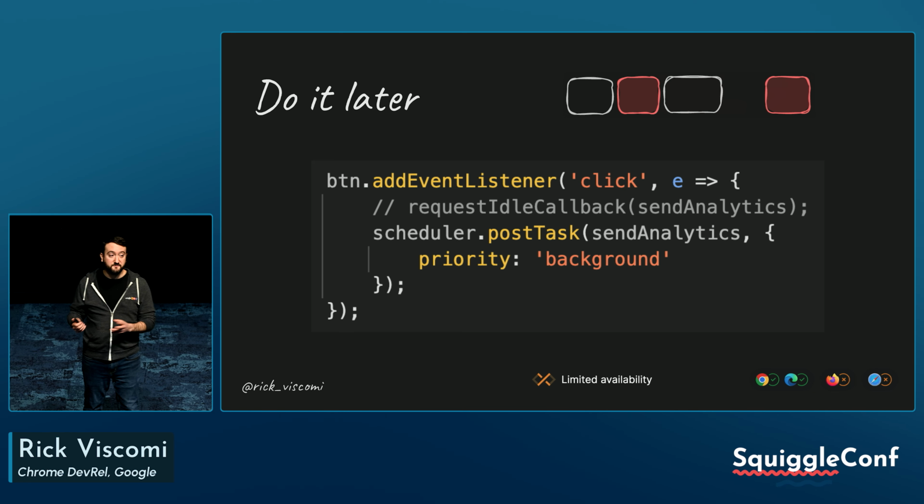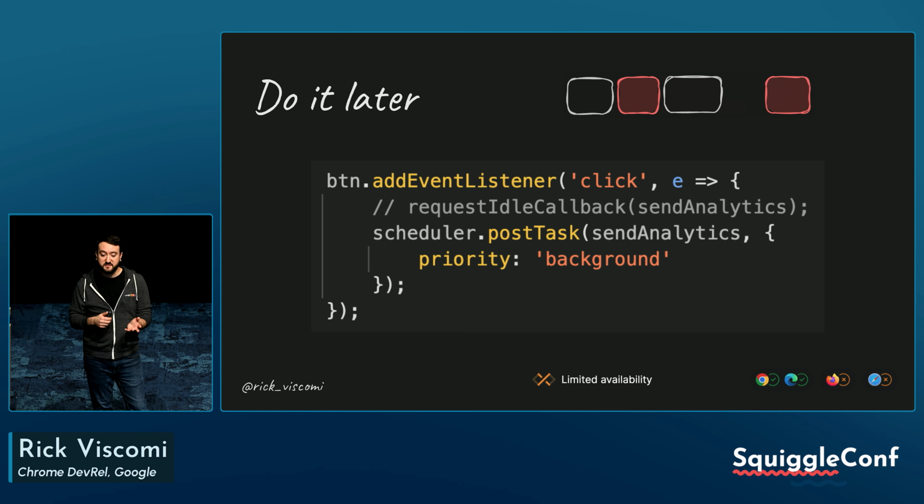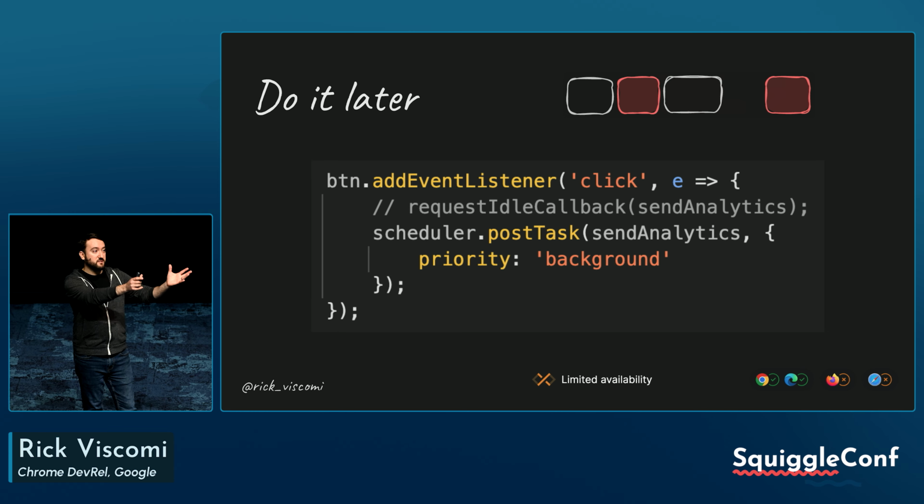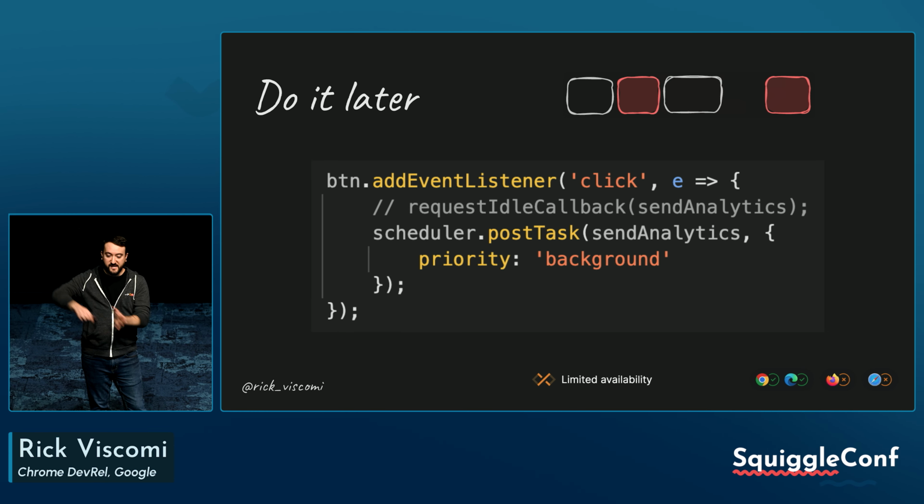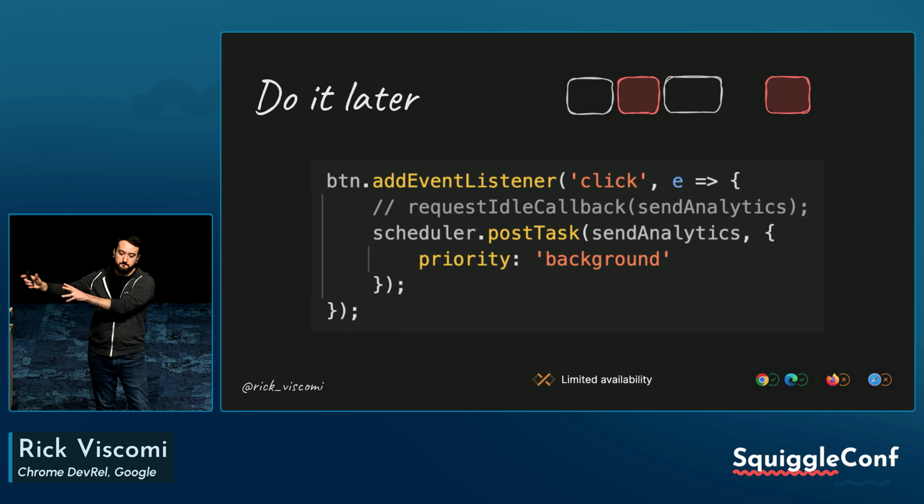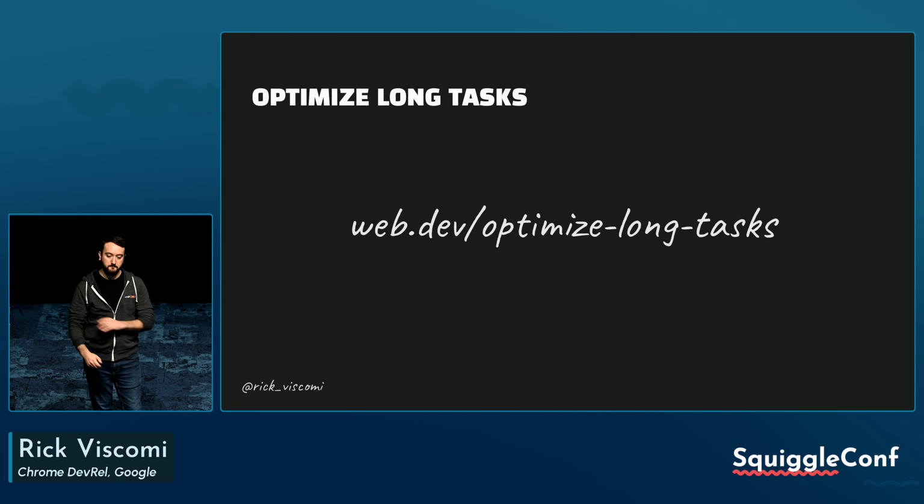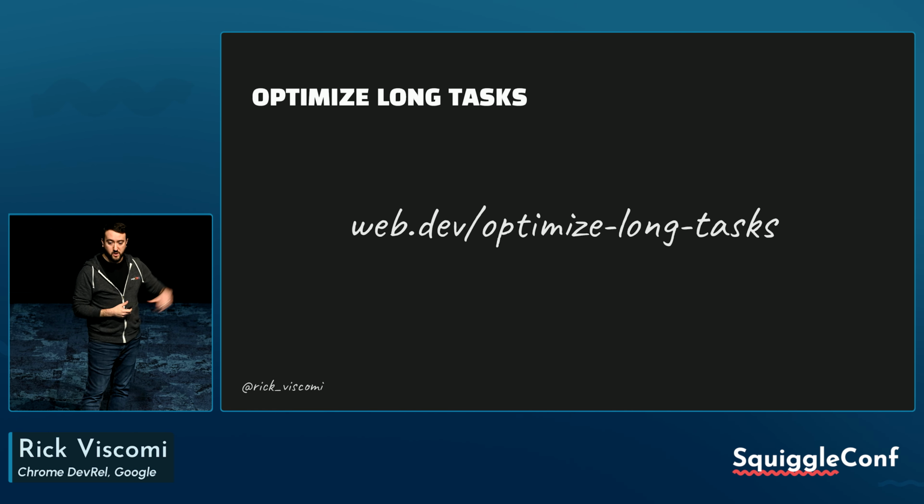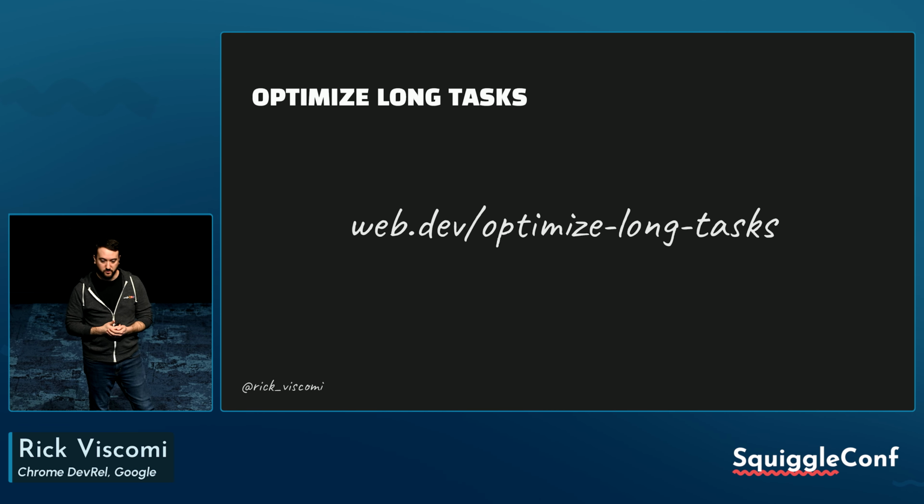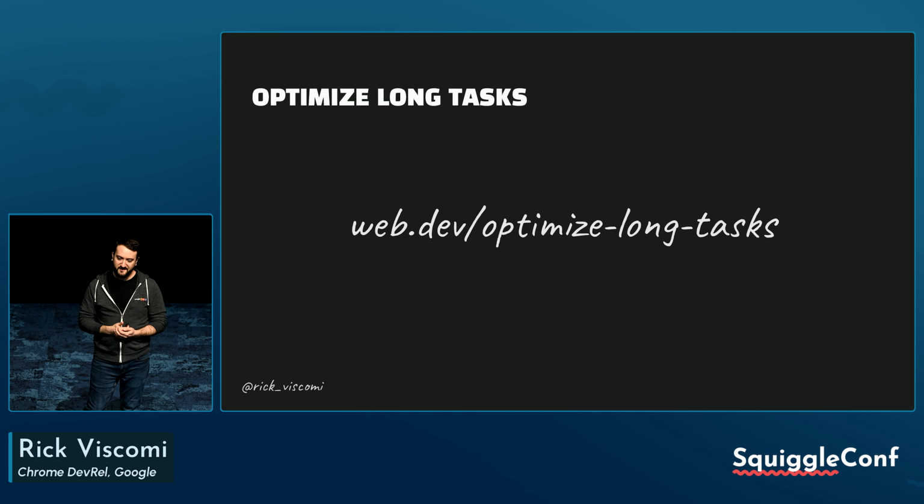So if your code is a mix of different priorities, you can use postTask to say, do all of this user-blocking work now and do all of this other stuff later, falling back to requestIdleCallback or setTimeout as needed. For more information, you can take a picture of this URL if you really want to nerd out on task scheduling. This optimize long tasks article on web.dev will cover everything you need to know.